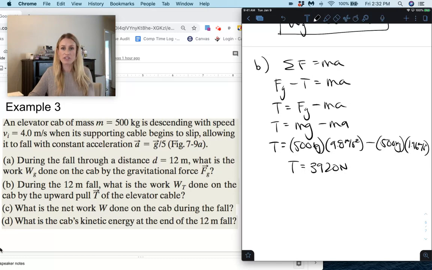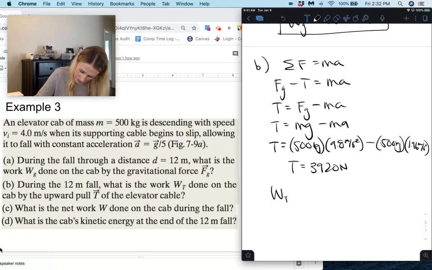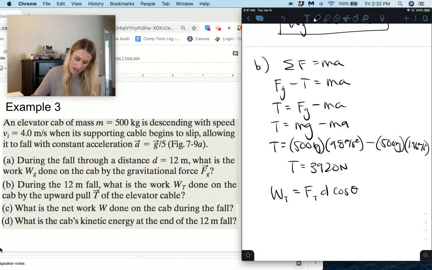Now that we have our tension force, we can find the work done by the tension force. The work done by the tension force will equal the force of tension times displacement times the cosine of theta. Now we know tension force is 3,920. We know the displacement is 12.